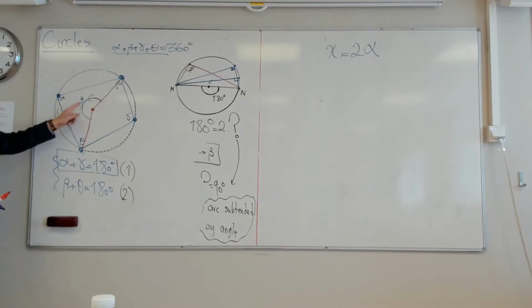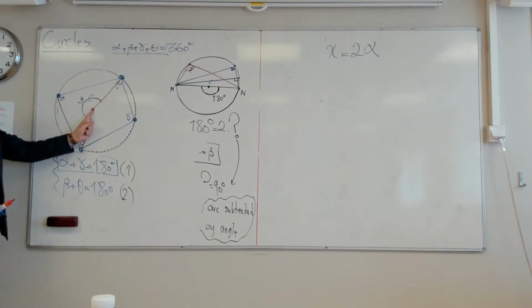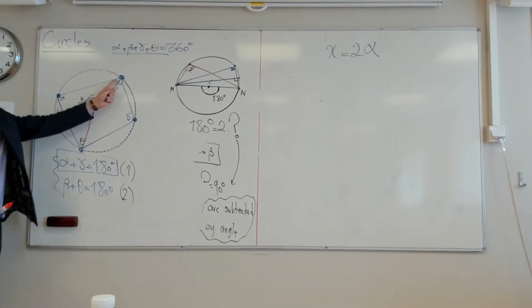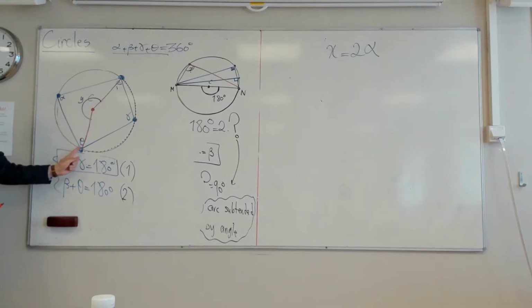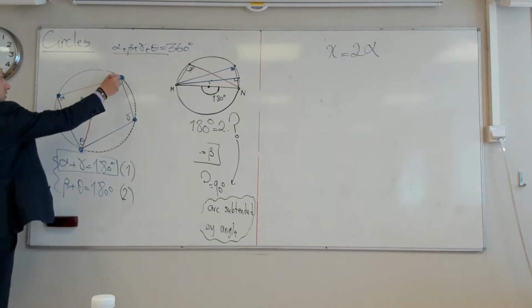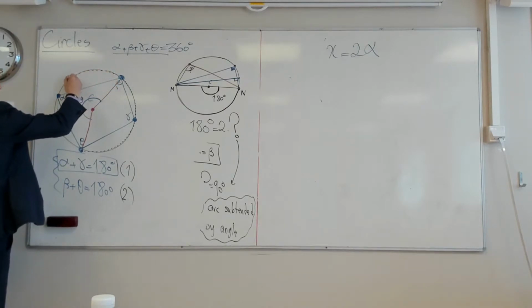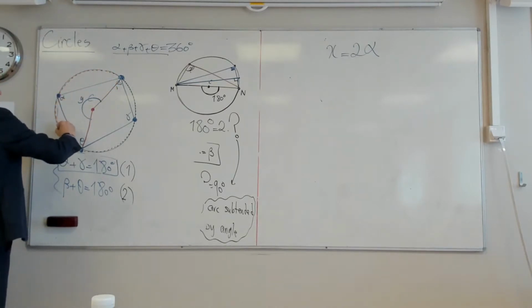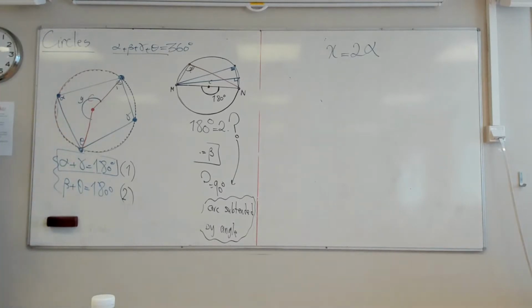Do you agree that this angle is also a central angle? Yes, because the vertex is the center. One of them is the radius. The other one is also radius. So by definition, this is a central angle. What is the arc subtended by this central angle? This arc. This arc is subtended by this central angle.